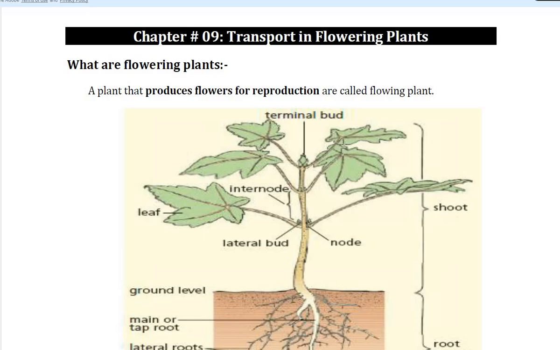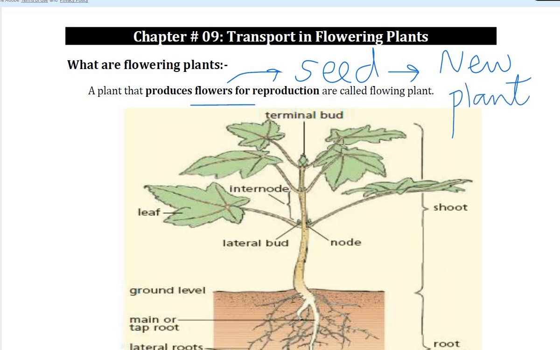Today we are going to discuss an important topic of IGCSE O levels, transport in flowering plants. So first of all, we would have to discuss what flowering plants are. Flowering plants are those plants that have flowers, and through flowers they produce seed that is used to produce a new plant.